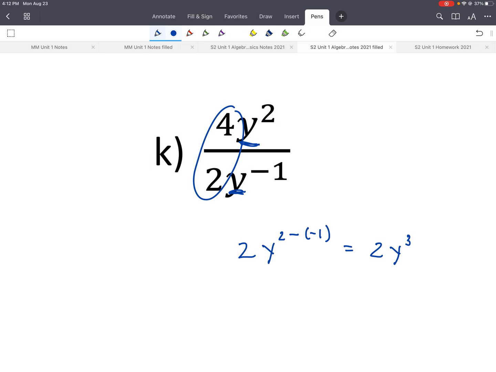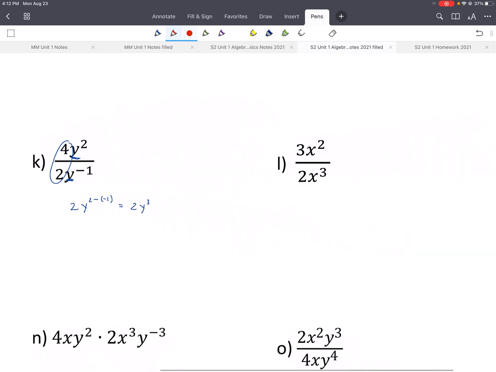Okay? There's lots of different ways to do this. Like here, you could have just brought this to the top. And then you could have added those exponents since they're being multiplied at that point. So there's lots of different ways you could go about doing these problems.